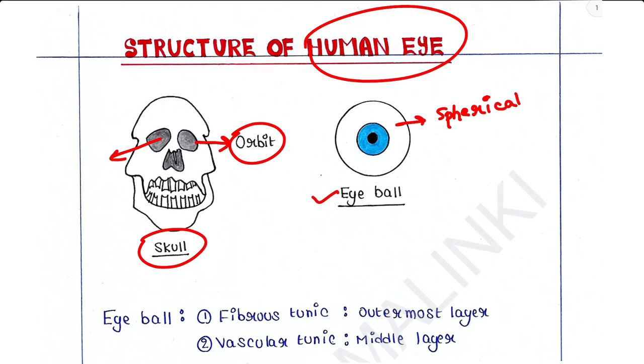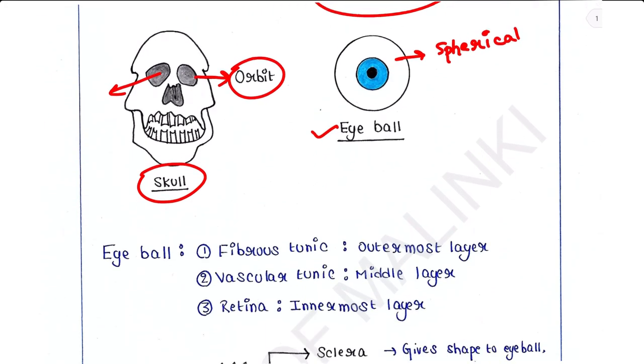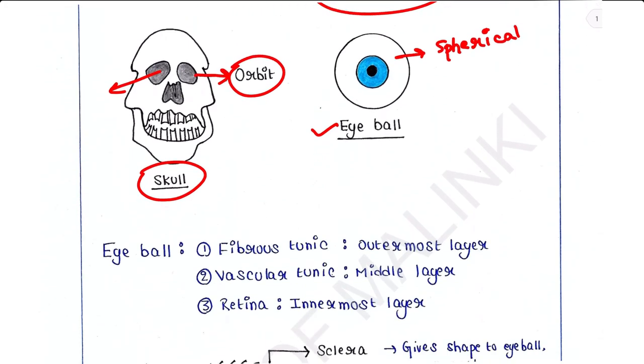Now this eyeball is composed of three layers: fibrous tunic, vascular tunic and retina. Fibrous tunic is the outermost layer, vascular tunic is the middle layer and retina is the innermost layer.